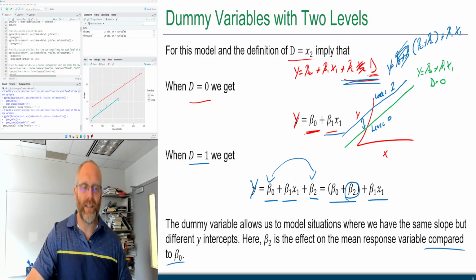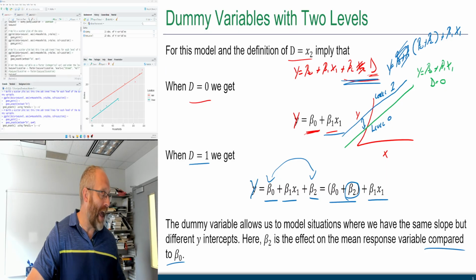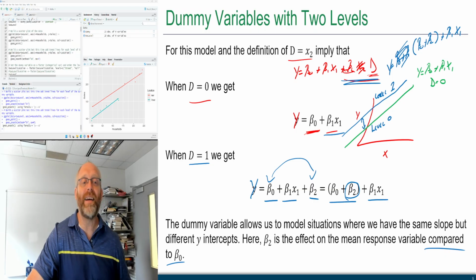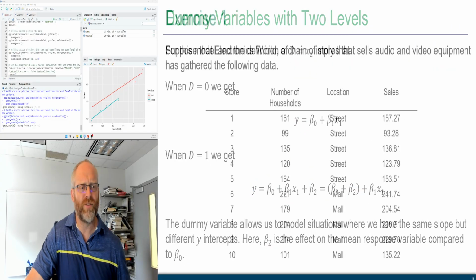That's our beta naught. The next level from that reference level is how does it change? It changes by whatever the beta is for that dummy variable. In this case, for D, it's beta 2. How are we changing it by? We're changing it by beta 2, and that's going to be the effect on the mean response compared to that reference level. Okay, let's jump back here.